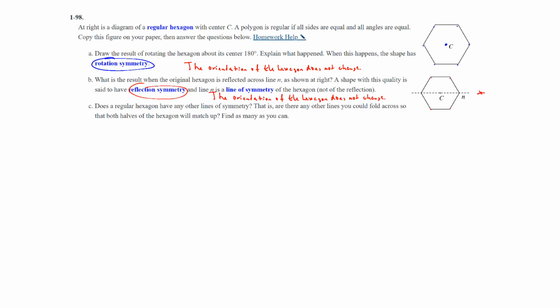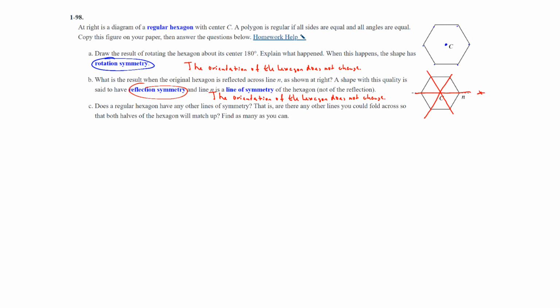And last, part C. Does a regular hexagon have any other lines of symmetry? That is, are there any other lines you could fold across so that both halves of the hexagon will match up? Find as many as you can. So what would we have here? We could go across the opposite vertices here. Those would be lines of symmetry. So there's 3 of them.